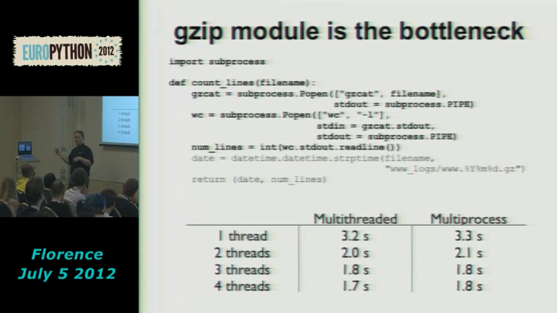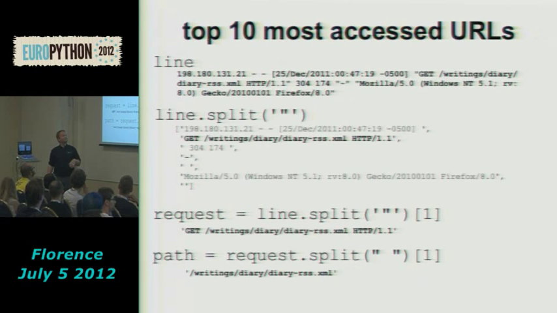So the analysis I've done so far has been: take a file, count the number of lines, plot it. It's kind of a boring analysis. I want to know on my site what are the most commonly accessed URLs, or most commonly accessed paths. The log file, again, is in this format, and the part of that that's interesting is this writings diary, diary RSS XML, that part of it.